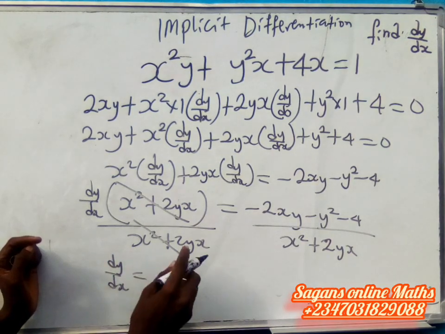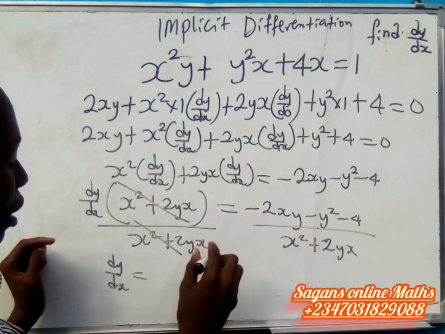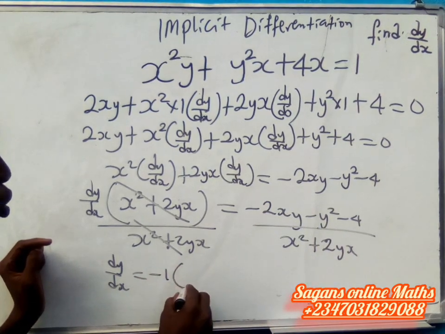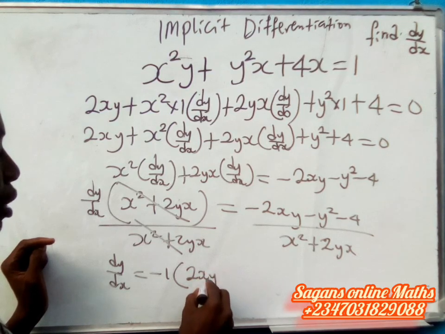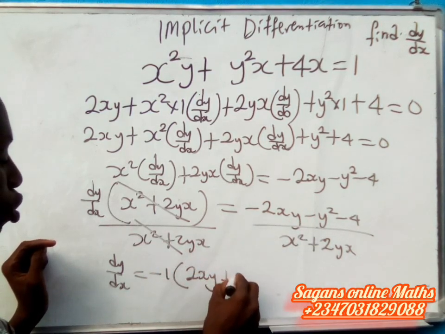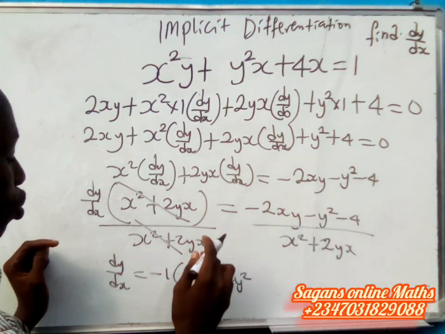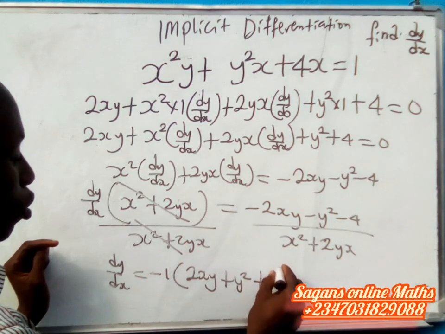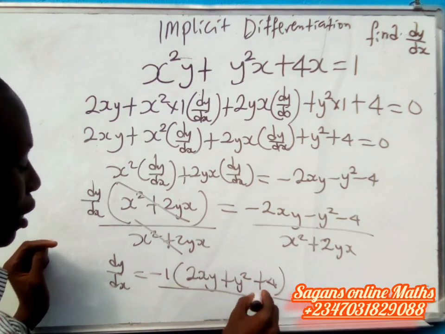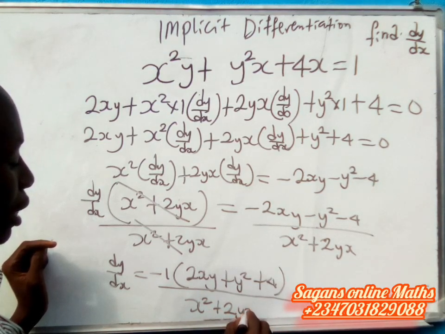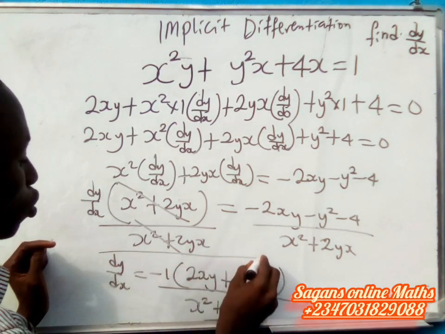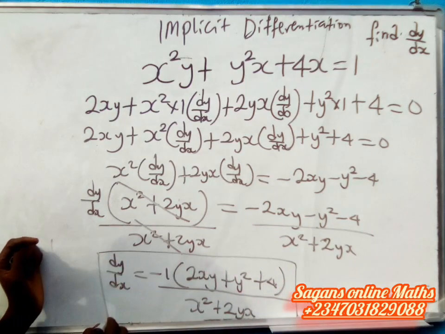will be equal to, since minus is common, I can factorize minus out. This divided by minus 1 gives 2xy, then this divided by minus 1 gives plus y squared, then this divided by minus 1 gives plus 4, close bracket, all over x squared plus 2yx. And this is just the clear solution to this particular problem.